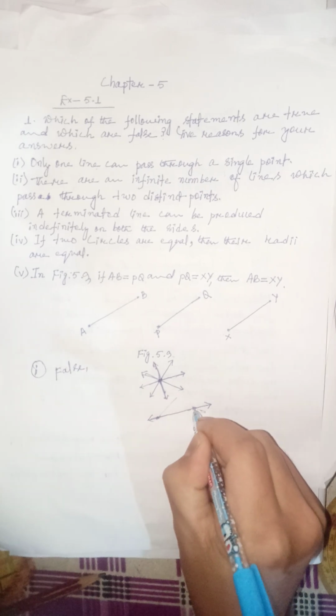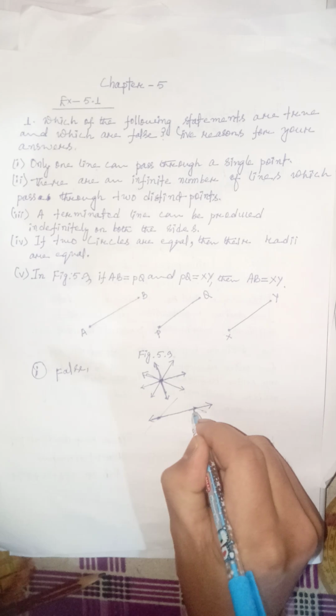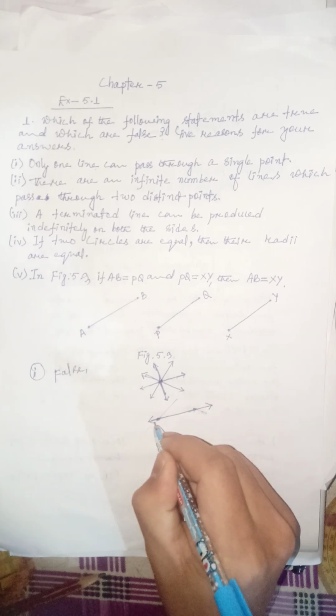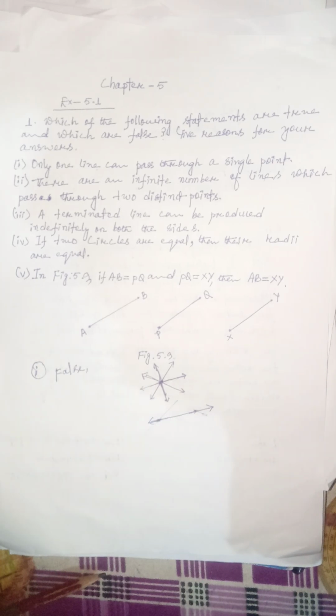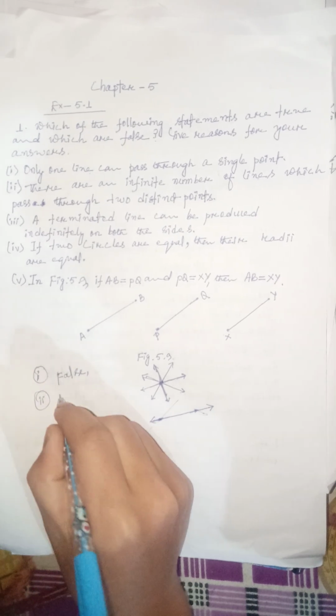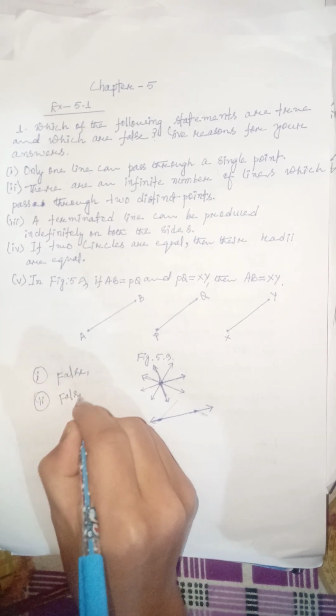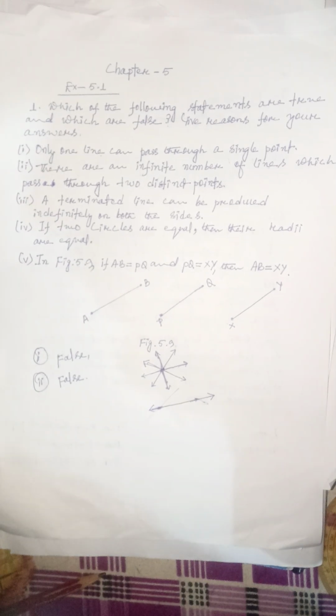So the only thing that is possible is that using these 2 distinct points, we can draw only one line. Thus, the given statement that we got is false again. Number 2 is false. Then let us move to the next, which is Roman number 3.